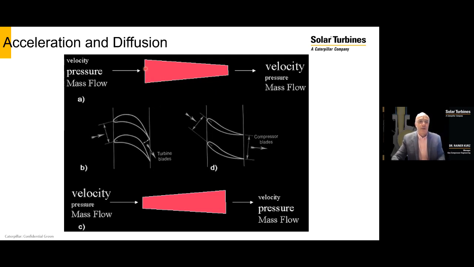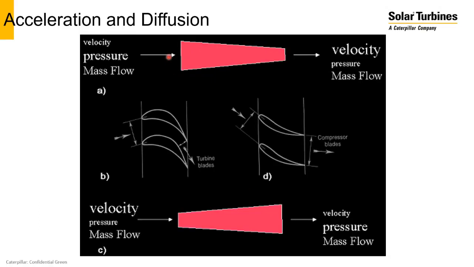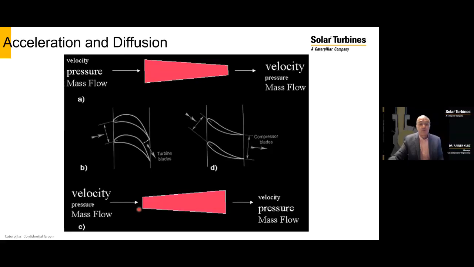If I have a spool piece where I reduce the pipe diameter, then essentially the gas velocity will be higher at the outlet than at the inlet. On the other hand, the pressure will drop. So in that spool piece, I convert pressure and velocity. I can do that also the other way around with a spool piece where I go from a smaller diameter to a larger diameter. And actually, turbines and compressors use this principle.